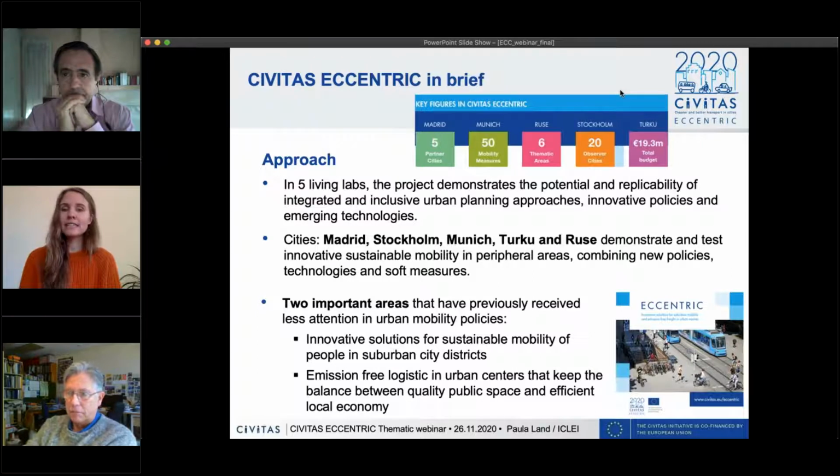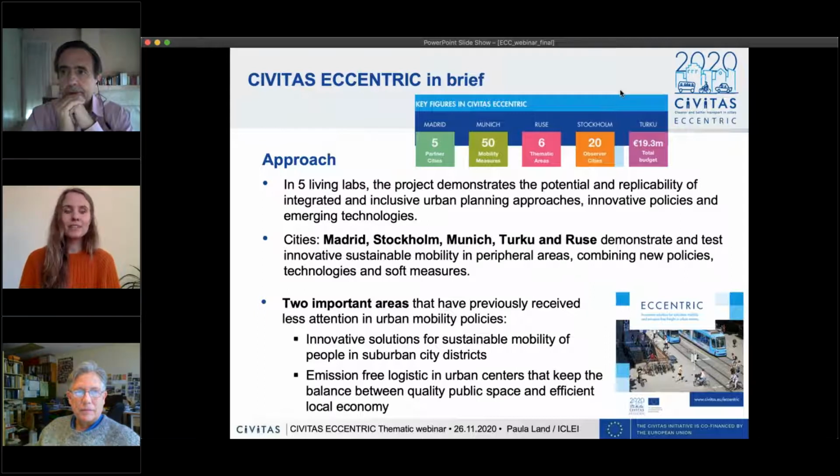It had five cities as part of this: the cities of Madrid, Stockholm, Munich, Turku, and Ruse in Bulgaria, who demonstrated and tested innovative sustainable mobility in peripheral areas, combining new policies, technologies, and soft measures. In total, over 50 measures have been piloted in this project.